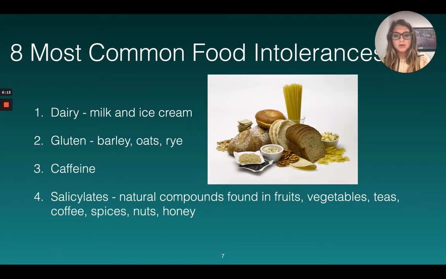And this is a picture of gluten. Some of the foods that are going to have gluten are wheat products, or mostly wheat products. So you have bread, pretzels, bagels, pasta, crackers, stuff like that that has that gluten component in it.